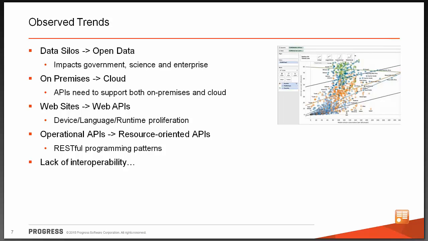And so we saw this trend towards the web, towards programming on the web, and we saw the emergence of sites such as the Programmable Web, which was starting to enumerate all of the thousands of different APIs that were being exposed on the web. And most of them were following RESTful programming patterns.